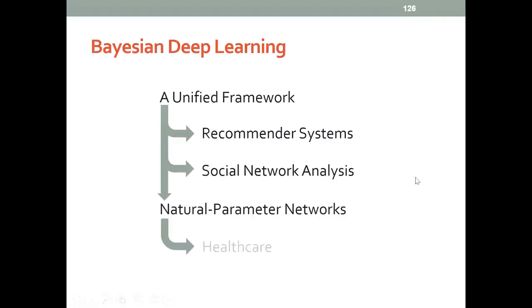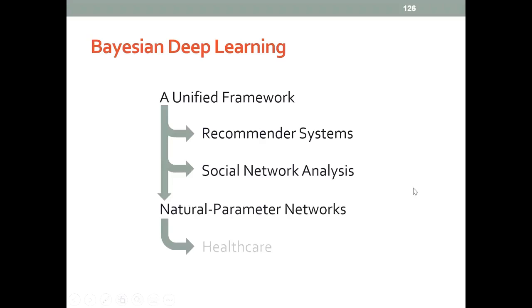Until now, we have talked about several concrete models under the framework of Bayesian deep learning, and these models can all be represented using a generalized graphical model. And the Bayesian treatment of these models can be performed by natural parameter networks, or NPN.